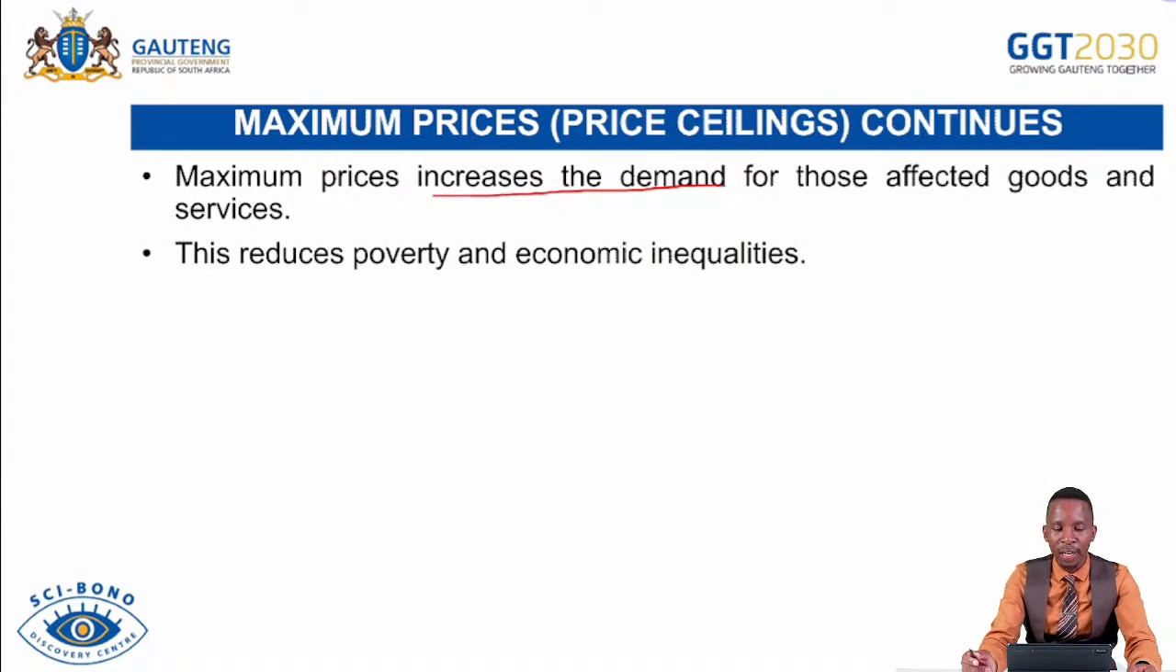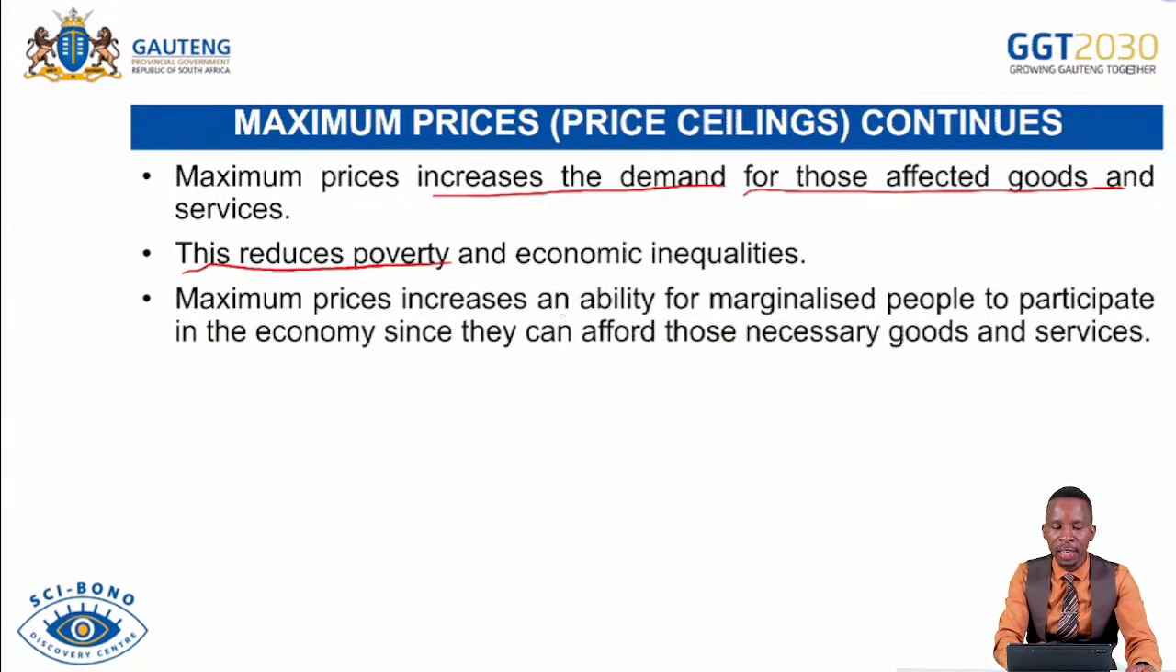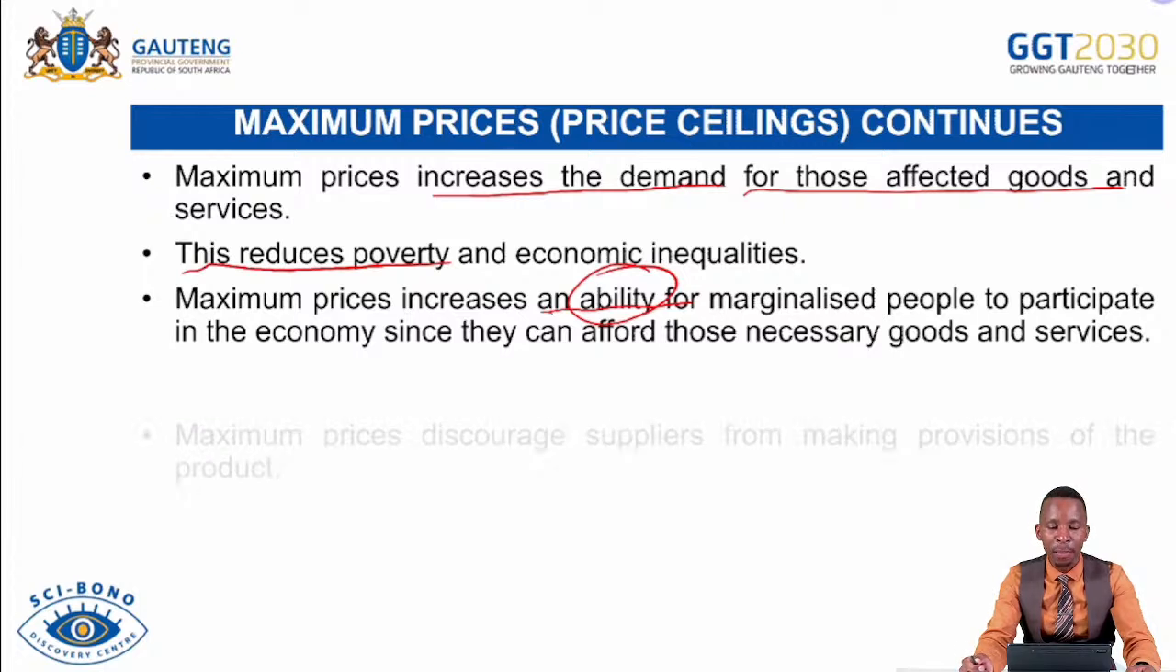This reduces poverty. If people can afford the product, this will lead to the reduction of poverty and economic inequalities because most people will be able to afford the product. Maximum prices also increase the ability of marginalized people to participate in the economy since they can afford those necessary goods and services. It is similar to the ability of marginalized people to afford the particular product and demand it, because now the product is sold at the lowest possible cost, which is below the market equilibrium.